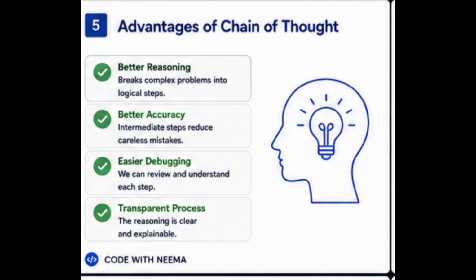Advantages of chain of thought. It improves performance on complex tasks. It encourages the model to consider intermediate steps instead of rushing to an answer. It is especially useful for mathematics, logical reasoning, programming, business analysis, and decision making. When the reasoning is explained clearly, it also becomes easier for humans to review the solution.